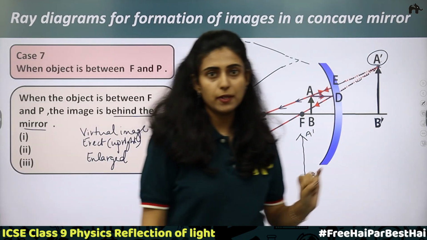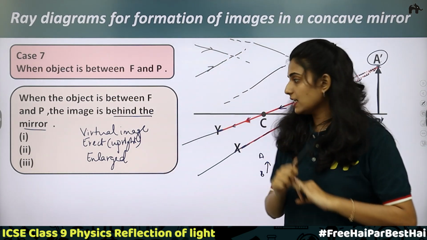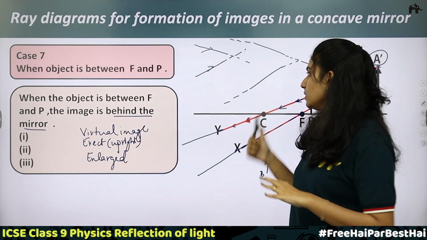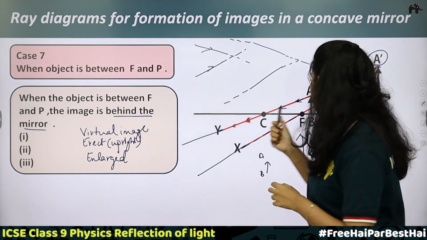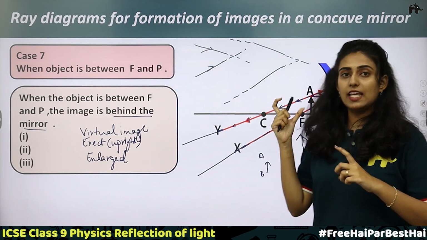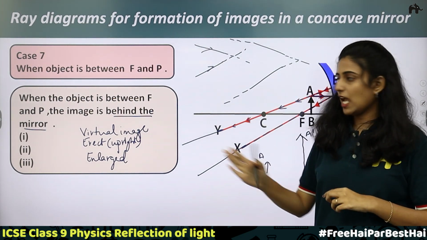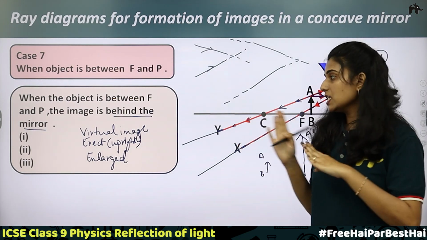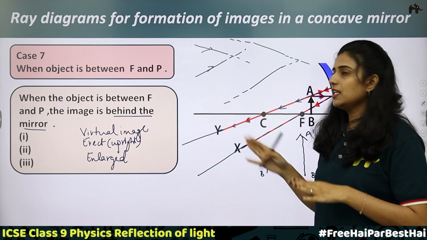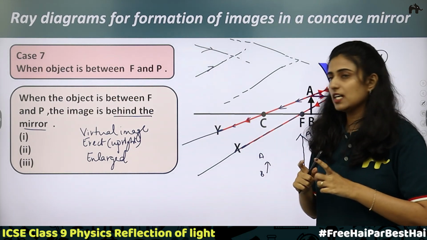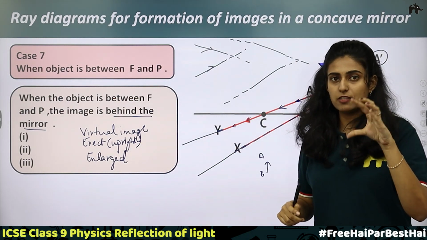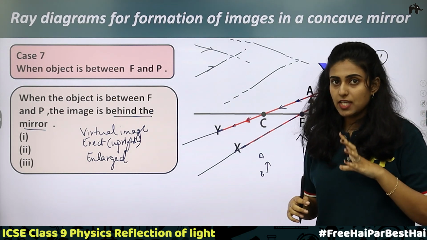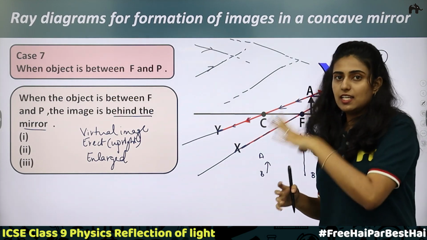Virtual image cannot be obtained on a screen. The image formed is an erect image and it is an enlarged image. Only in this final case, when the object is between the focus and the pole, the image formed will be behind the mirror and the properties will be entirely different. In all other cases, the image is formed in front of the mirror and the properties will be the same. Only this difference will come, that is diminished. First it will start with highly diminished, then it becomes diminished, then same size, enlarged, highly enlarged.